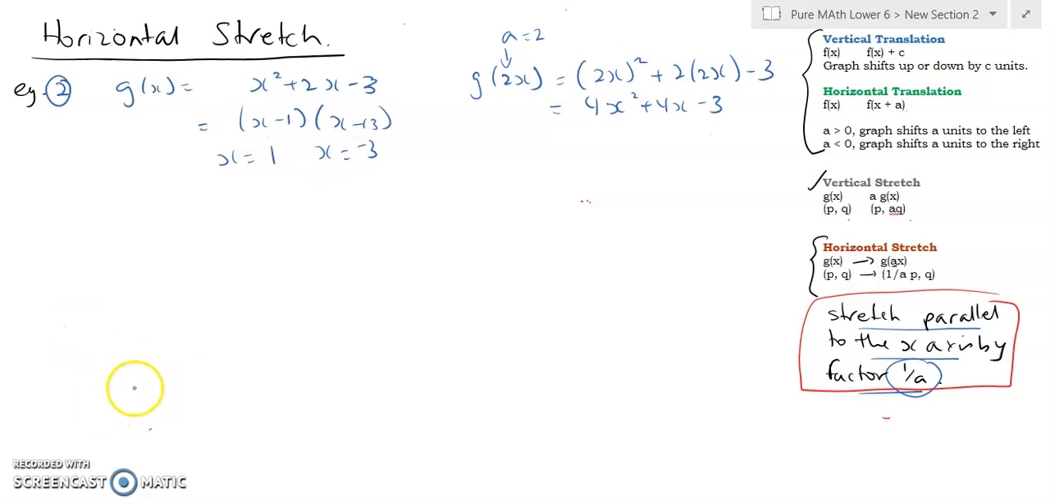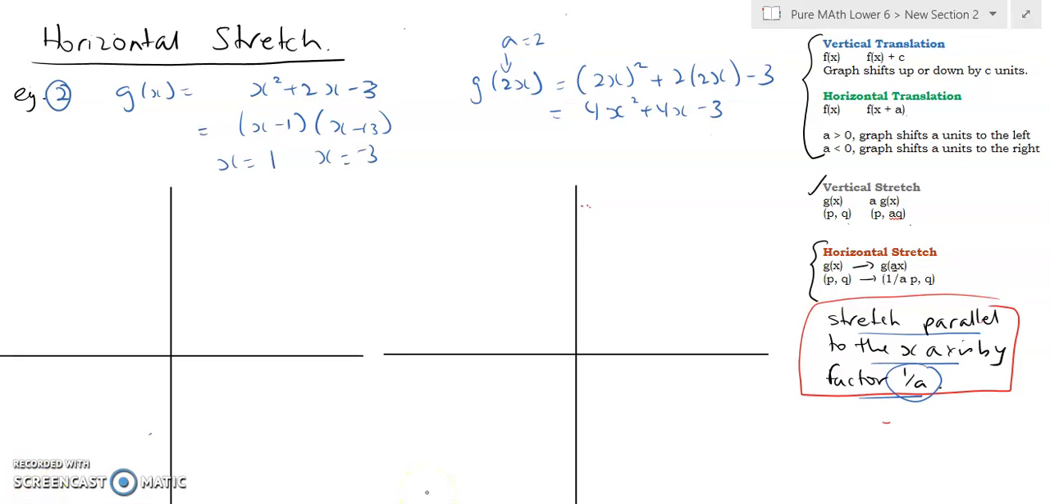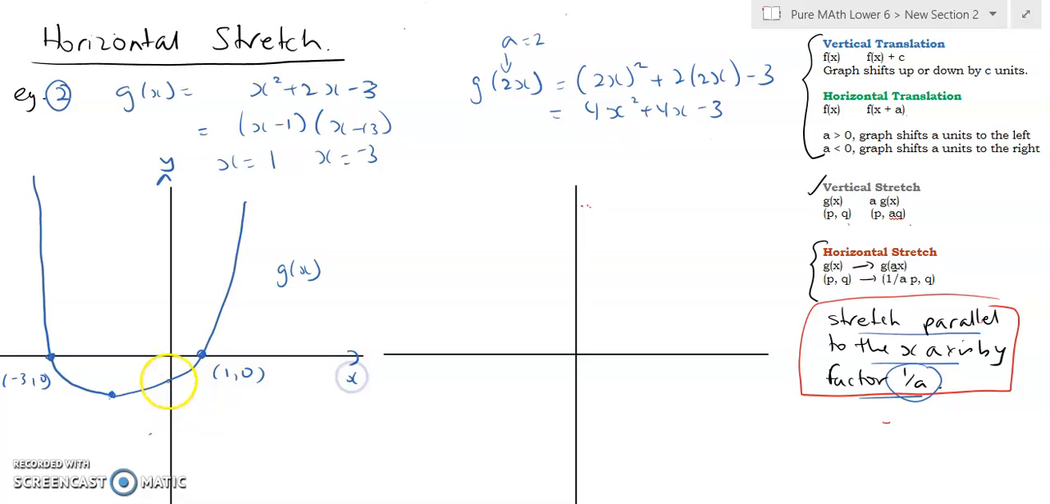So sketching these two graphs, I will get something like this. It'll be like that. Oh boy, that doesn't look so great. Let me just fix it up a little bit. Something like that. So say now this will be the point 1, 0, and this will be the point minus 3, 0. So this is the g of x curve, y against x.